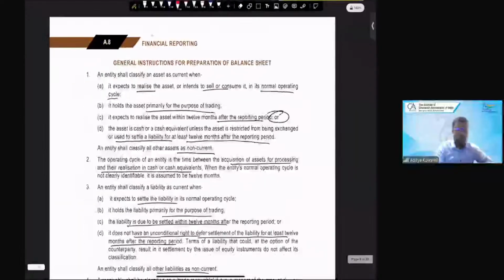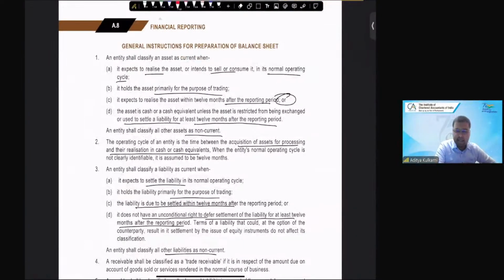Now, general instructions for preparation of the balance sheet. Current assets or current liabilities: what determines the classification as current? An entity expects to realize the asset, or sell or consume it, in its normal operating cycle, or holds the asset for the purpose of trading, that is inventory in nature; expects to realize the asset within 12 months after the reporting period; or it is cash or a cash equivalent, unless the asset is restricted from being exchanged or used to settle a liability for at least 12 months after the reporting period.